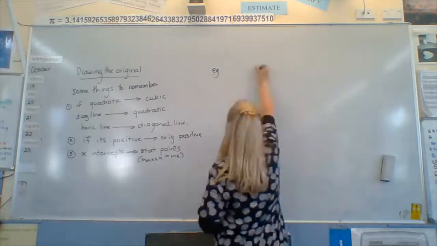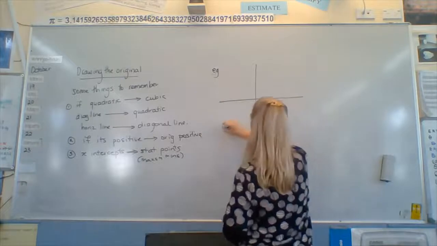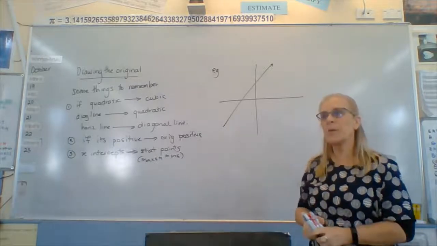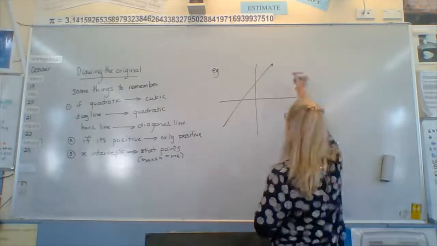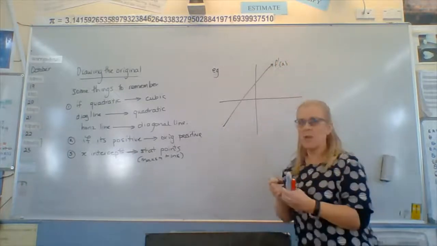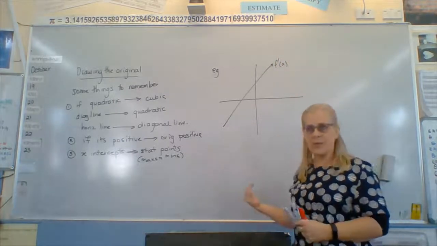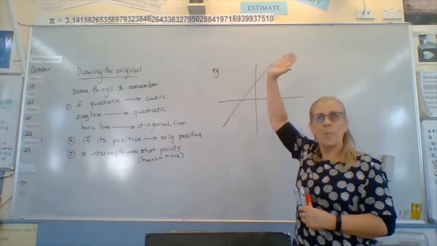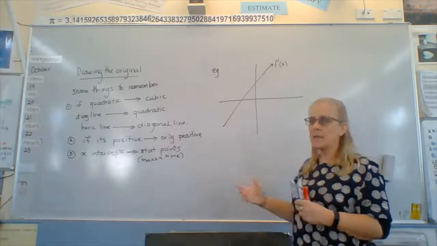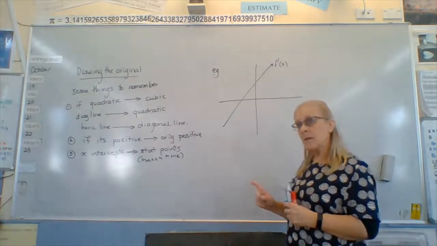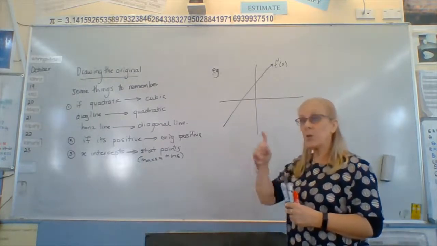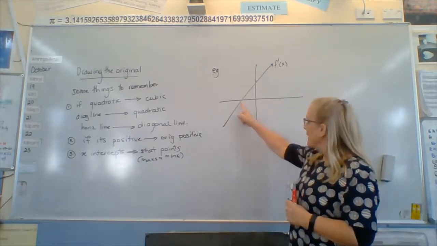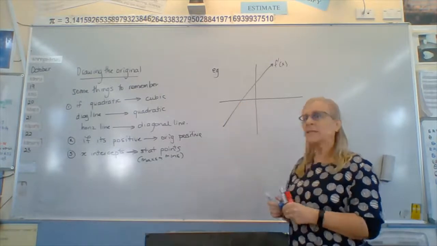Let's start with the easy one. If we've got this, diagonal straight line, tell me about it. What are we going to have? This is f dashed of x. No, I'm not going that way, I'm going the other way. I'm going to get a quadratic. It's got a positive gradient, so it's going to be a positive parabola. And it's going to have a good minimum point, because it's a positive quadratic, at this point. All right?